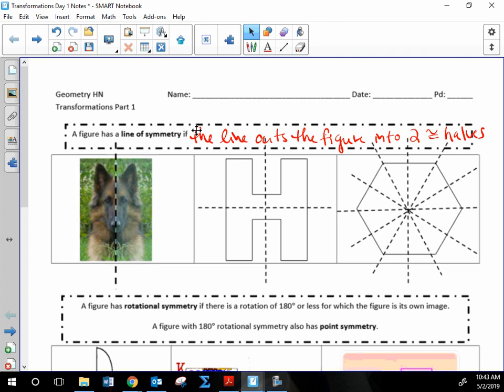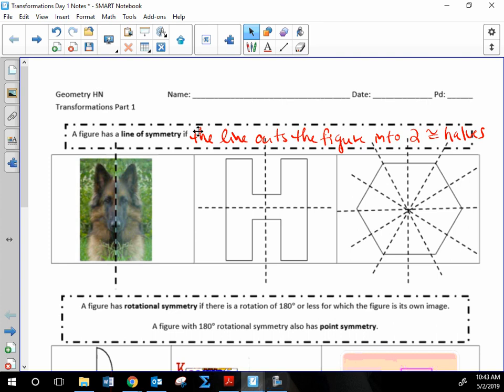So our German Shepherd, because he is perfectly symmetrical, this one. All German Shepherds? I don't think so, but this one is. So we've got one line of symmetry there. Now our H has two lines of symmetry. This is a regular hexagon. How many lines of symmetry does the regular hexagon have? Six or is it 12?